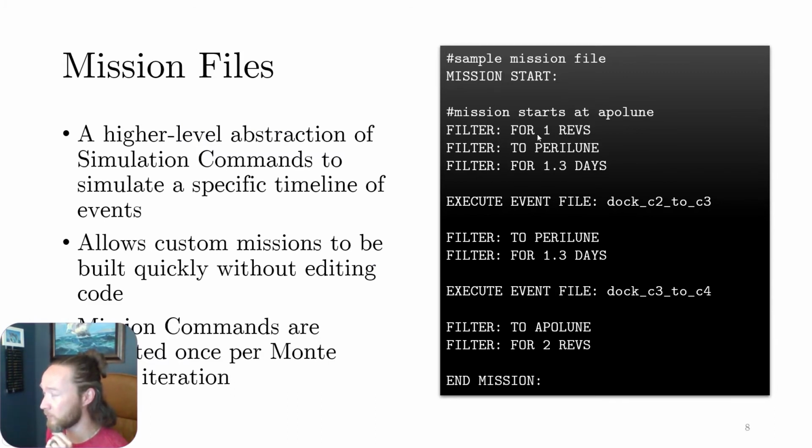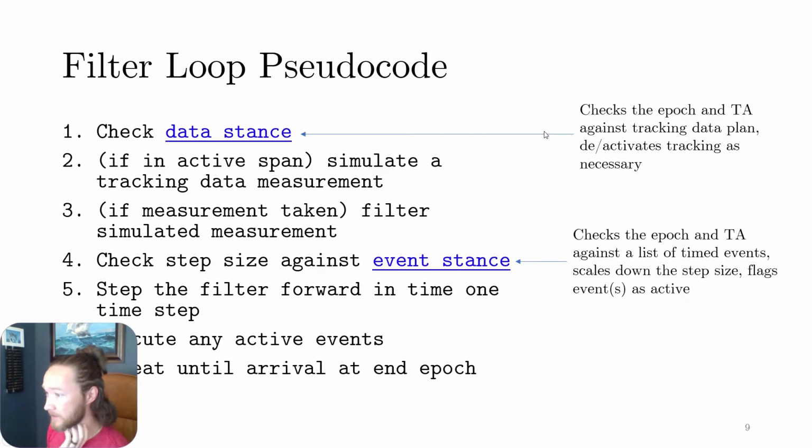So when we say filter for 1 rev, it will calculate where the epoch is for 1 rev to get you back to the same true anomaly you were at, and then feed that as an input and execute this loop until you get there.